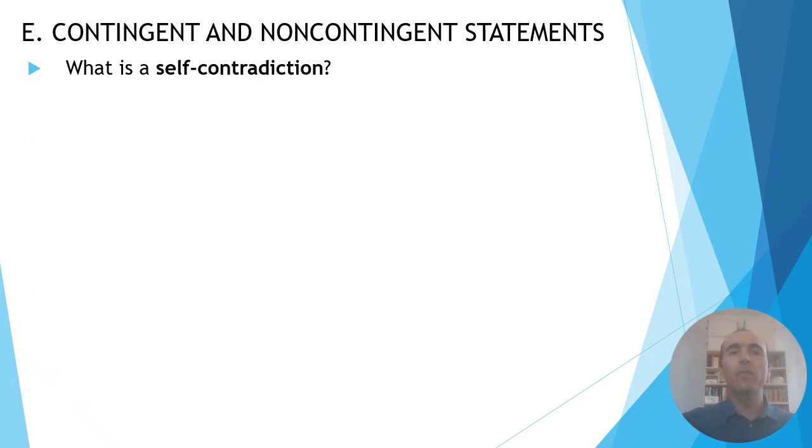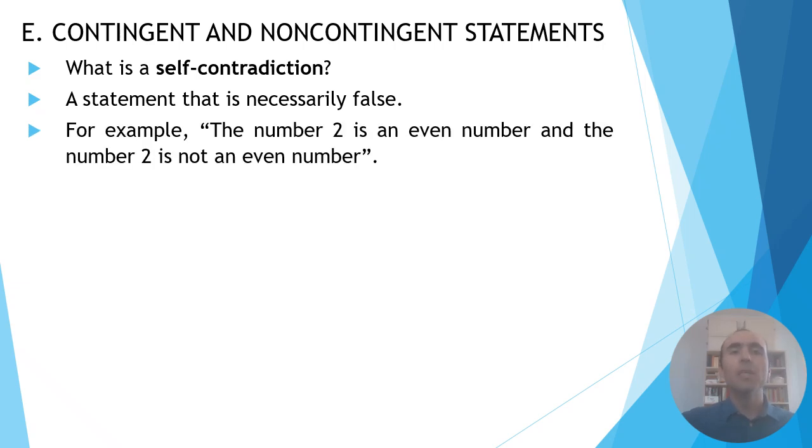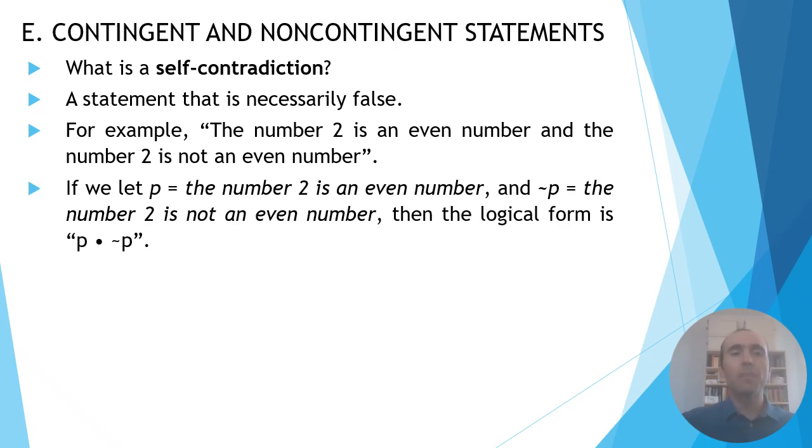Now, what is a self-contradiction? It is a statement that is necessarily false. For example, the number 2 is an even number and the number 2 is not an even number. If we let P stand for the number 2 is an even number and tilde P stand for the number 2 is not an even number, then the logical form is P dot tilde P.